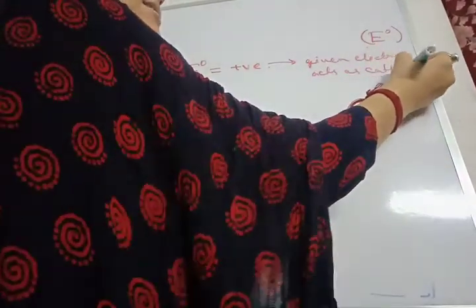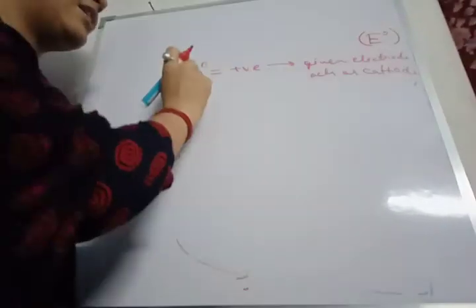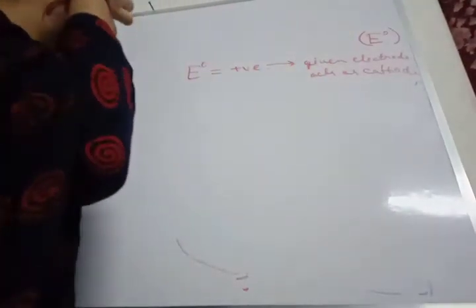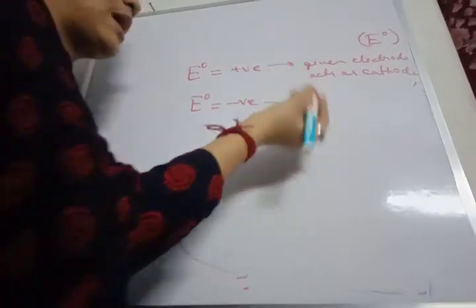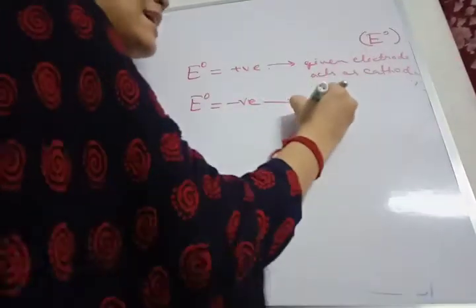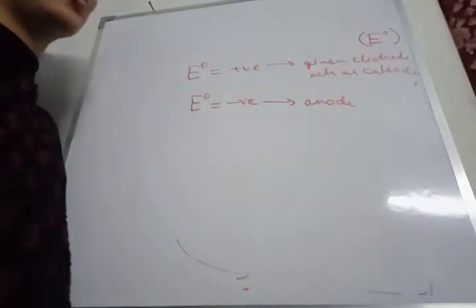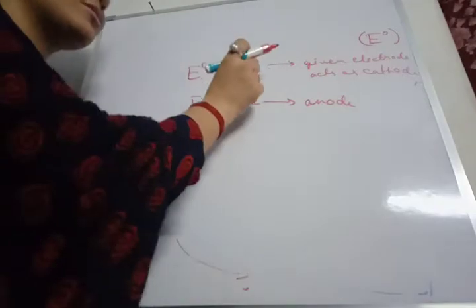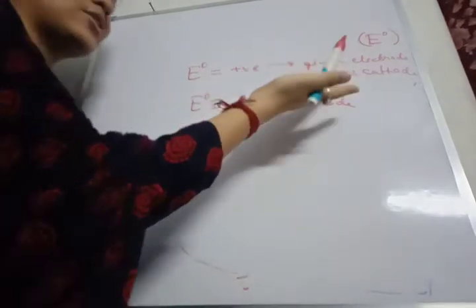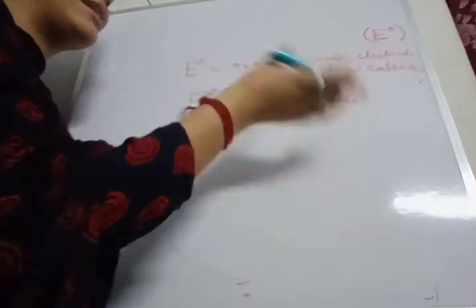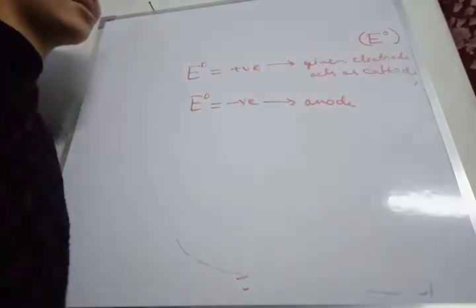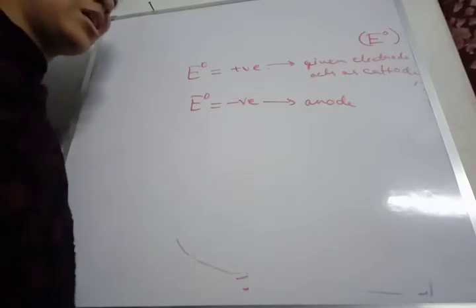That means SHE acts as anode if the E0 value of the given electrode is positive. If the E0 value is negative, then what happens? That electrode will be acting as anode and the hydrogen electrode will be acting as cathode for a spontaneous reaction. When positive, the given electrode acts as cathode and SHE acts as anode, and when negative, the given electrode acts as anode and SHE acts as cathode for a spontaneous reaction. Right? This is basically your significance of E0.